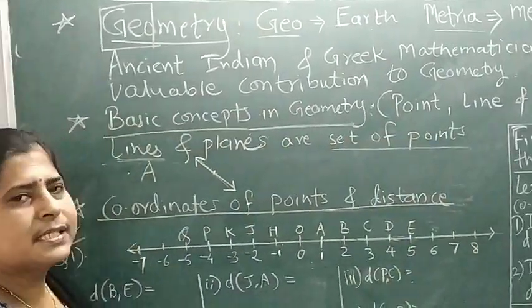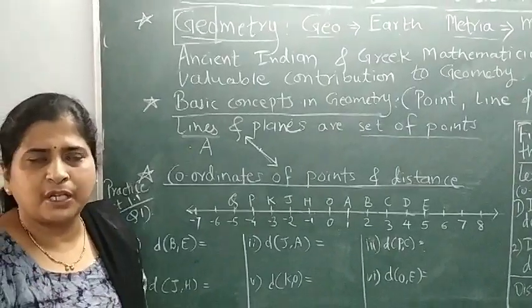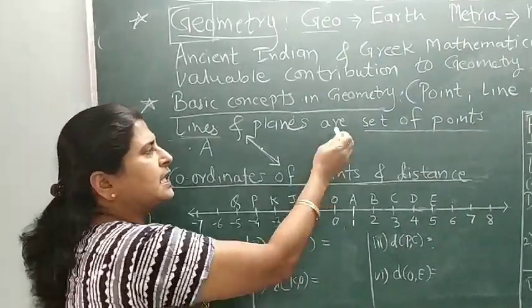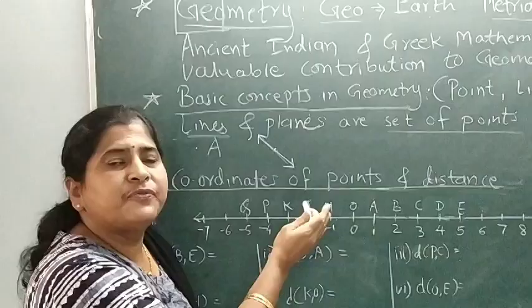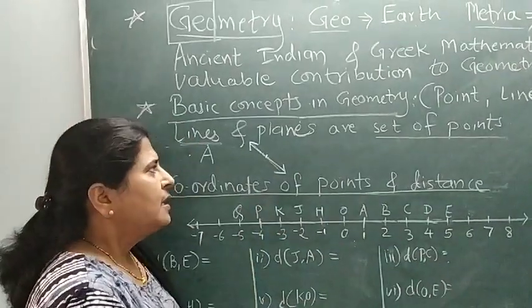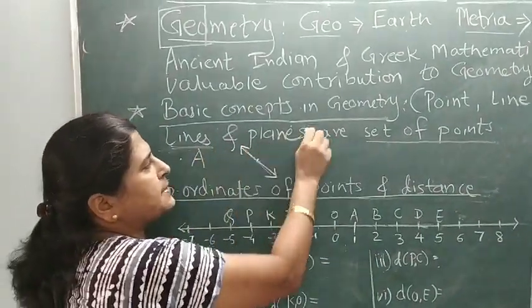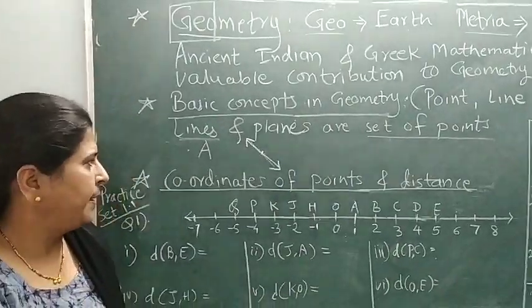We have studied the lesson Set in Mathematics Part 1. So this is a set, meaning a collection of points which we can well define. So these three concepts are the basic concepts in geometry.